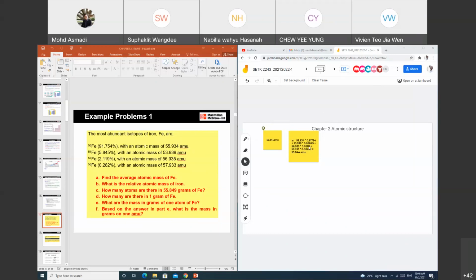How do you get the mole? Just the gram. It's based on the carbon atom, right? Okay. Then B already is 55.8 grams. How many atoms are there?